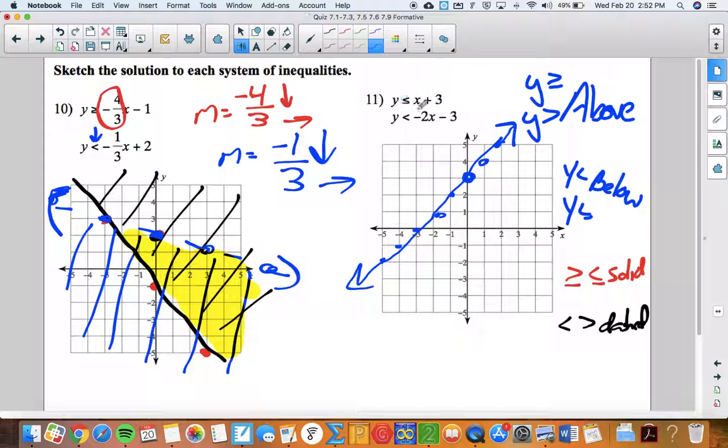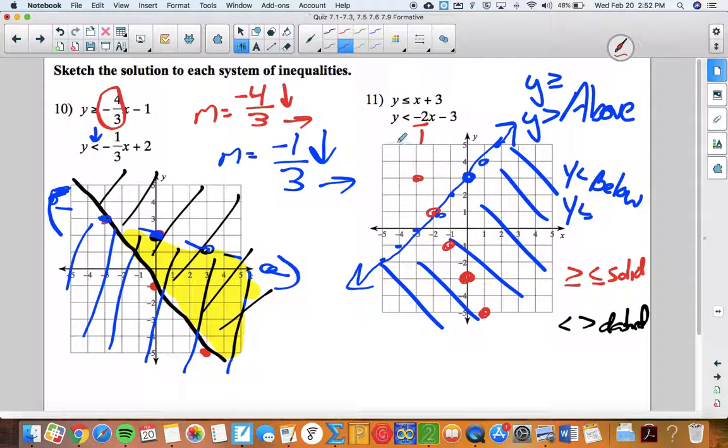And then let's see. The Pac-Man's facing away from the y, so I'm going to shade below. Right here, the other equation, the y-intercept is -3, and the slope is -2, so I'm going down 2, right 1. Kind of a steep line. Notice that inequality sign, folks. And when I connect the dots here, I'm going to dash the line.